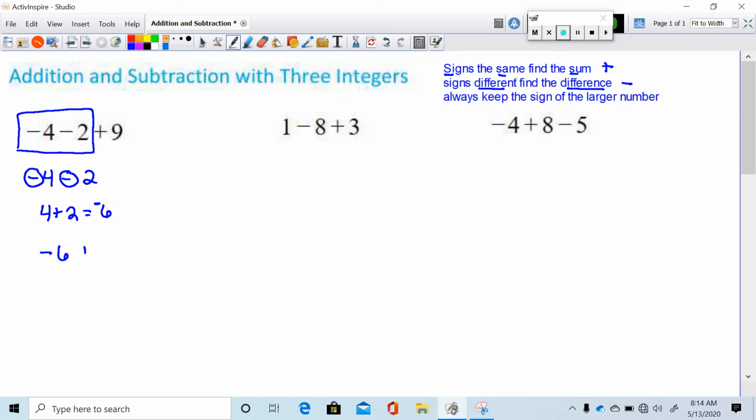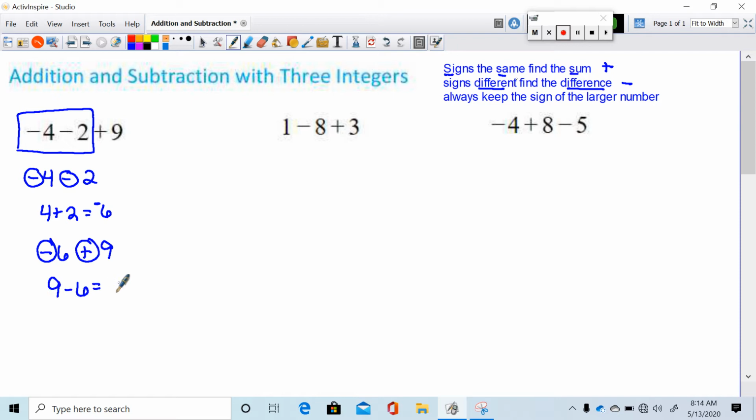And then we have +9. So now you do it all over again. This is a negative, this is a positive. So the signs are different, so I'm going to find the difference. I'm going to subtract. So you always do the largest number first.